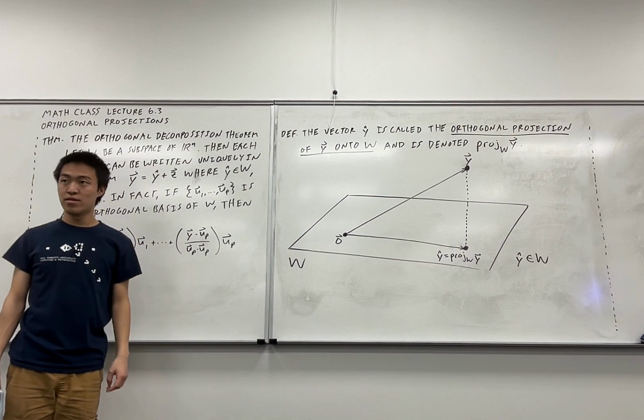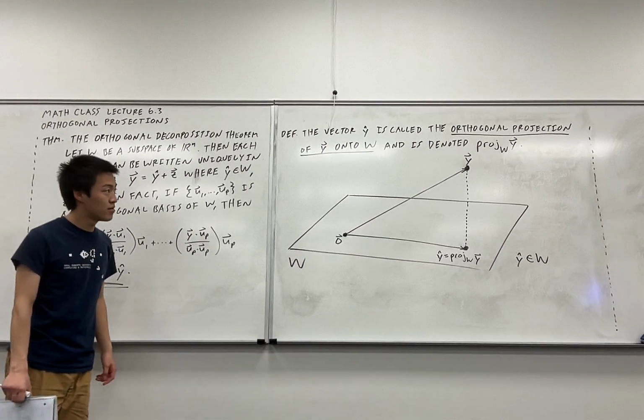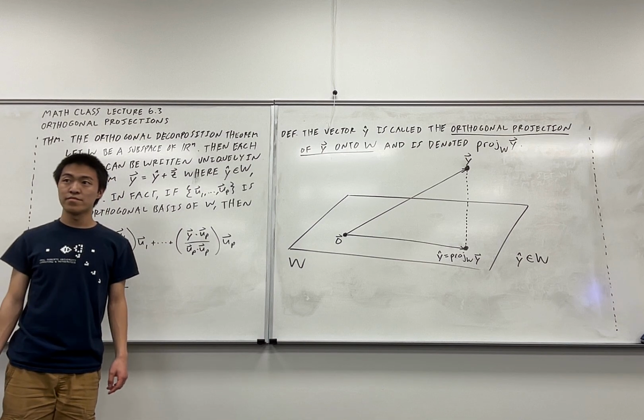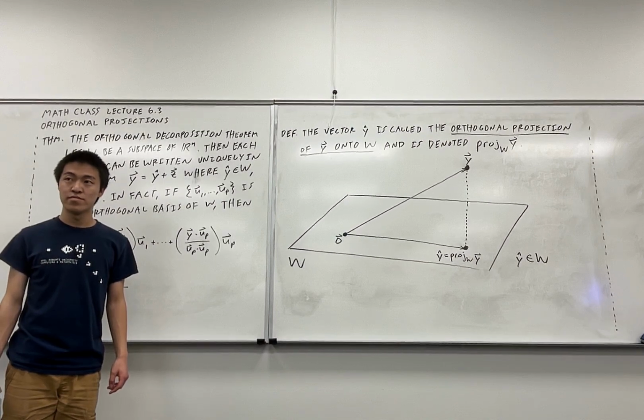The way you drew this is that W is flat and y is above it, but since this is in the physical world, how do we know where exactly to draw y onto W? Is it assumed that the line connecting y to its projection is perpendicular to W?